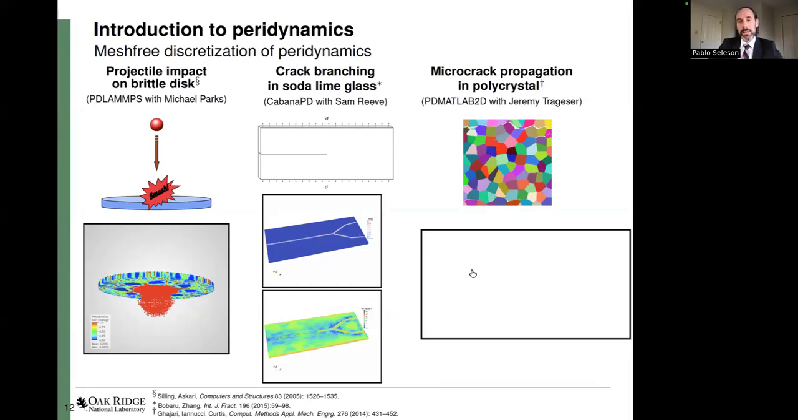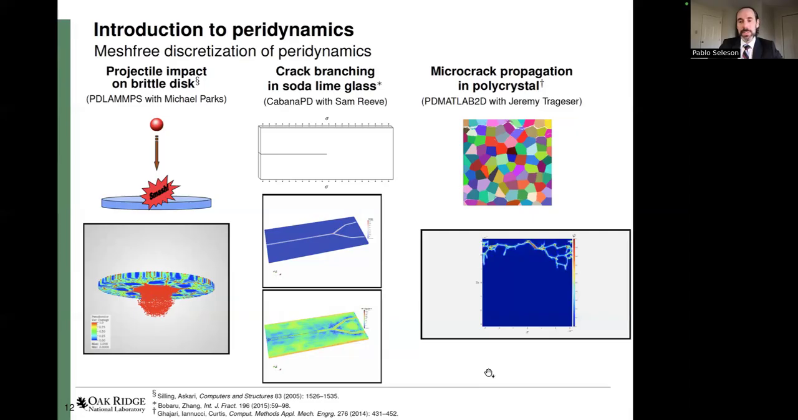And on the right side, we see a simulation we did with another code. This is a MATLAB code. It's called PDMATLAB 2D. The simulation was done with Jeremy Trageser, who was a postdoc at Oak Ridge National Lab, and now he's at Sandia National Laboratories. And here you can see that we can capture a complex damage pattern, capturing initiation and propagation even at multiple sites. Also, I forgot to mention that Cabana PD is a code we are developing together with Sam Reeve at Oak Ridge National Lab, a colleague of mine with whom we are working together. So you can see that we can capture all these different fracture phenomena.